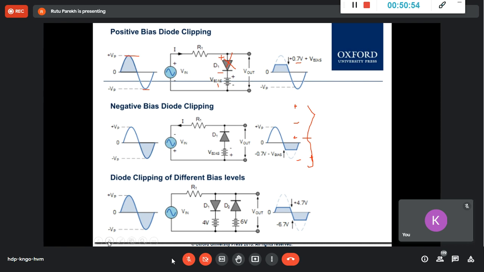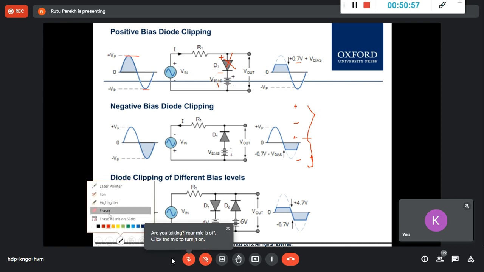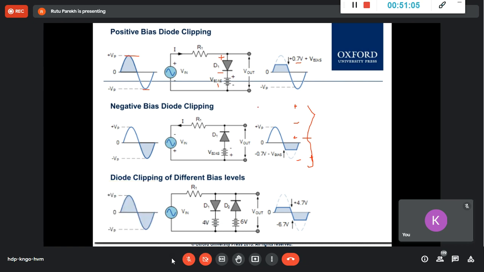Let me cut this. Yeah, so for the positive half, it is plus minus. Okay, and this is 1 volt here. So now this circuit will only work. This will be only shorted. Okay, when?